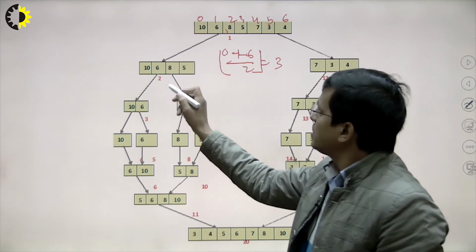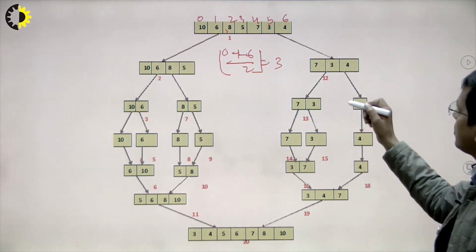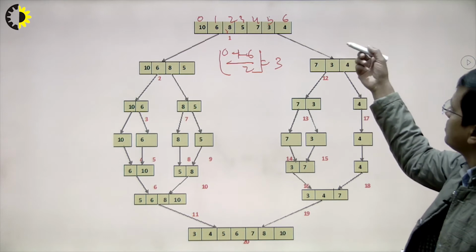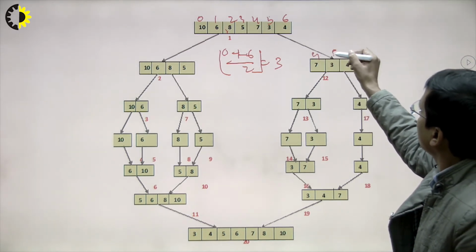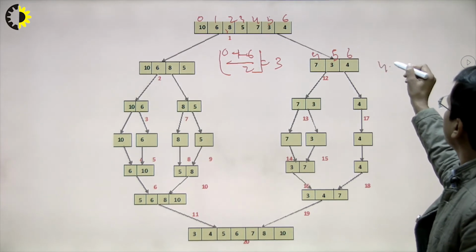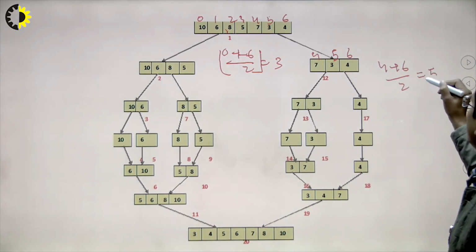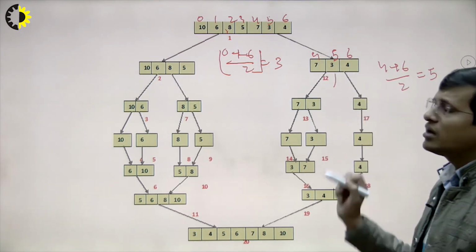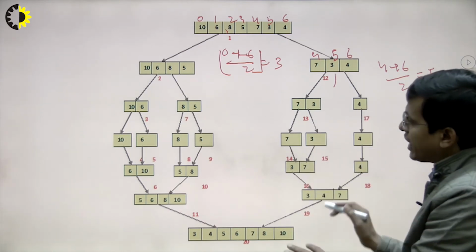So here we can see there is an even number, so we don't have any problem, right? Now you can see here is also an odd number of elements. So now we have to divide this one, that is 4, 5 and 6. So 4 plus 6 divided by 2, so that is 5. So 4 and 5 will be in the first list, and 6 will be in the second list. So now we are doing like this.